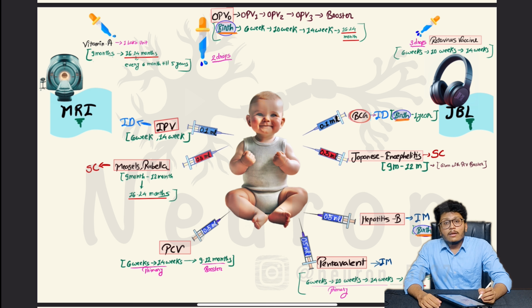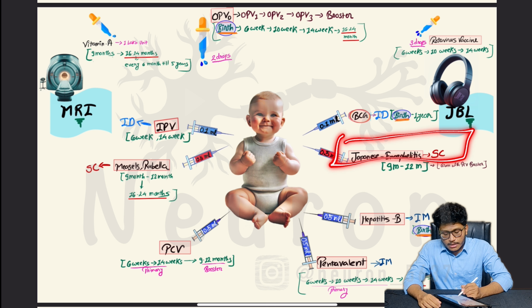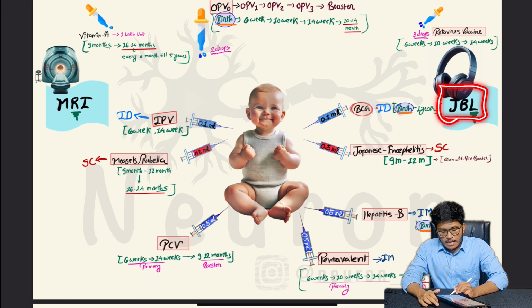Now let's move to the left arm. In the left arm, BCG and Japanese encephalitis vaccines are given. BCG is given intradermally while Japanese encephalitis vaccine is given subcutaneously. You have to remember JBL. Here L stands for left arm, J is Japanese encephalitis vaccine and B is BCG vaccine.